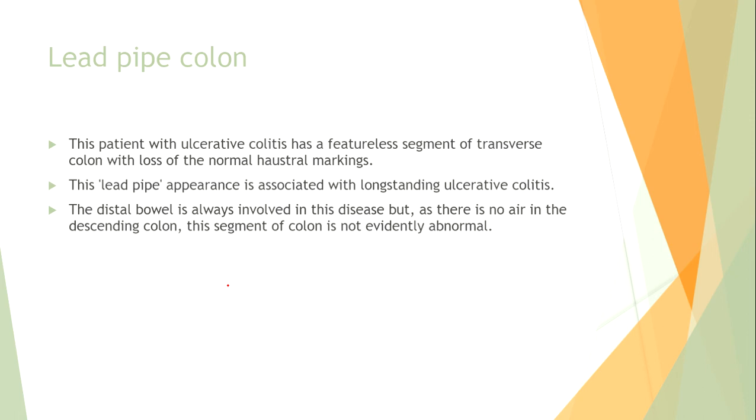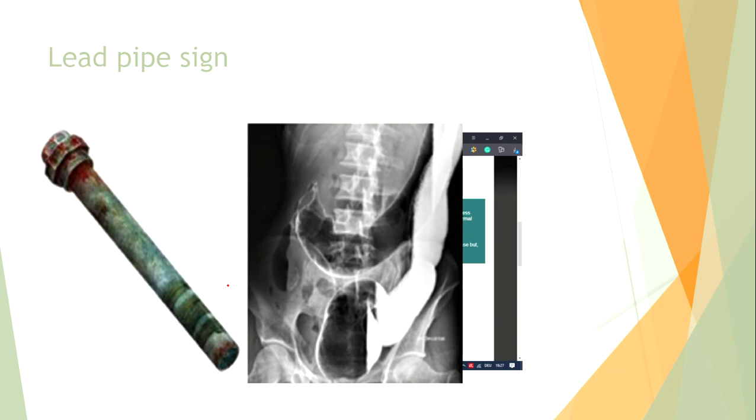Lead pipe colon. This patient with ulcerative colitis has a featureless segment of transverse colon with loss of the normal haustral markings. The lead pipe appearance is associated with long-standing ulcerative colitis. The distal bowel is always involved in this disease, but as there is no air in the descending colon, this segment of colon is not evidently abnormal. Lead pipe.